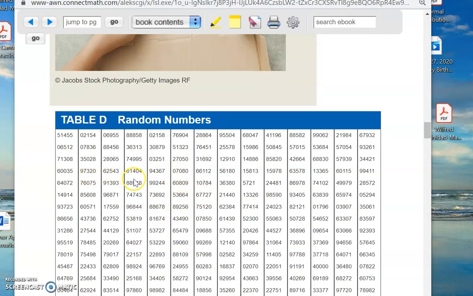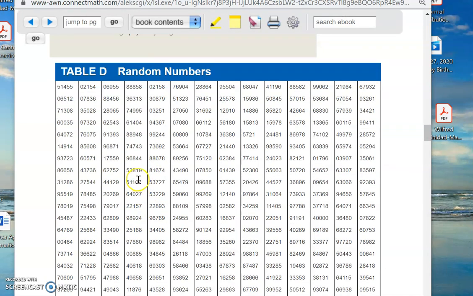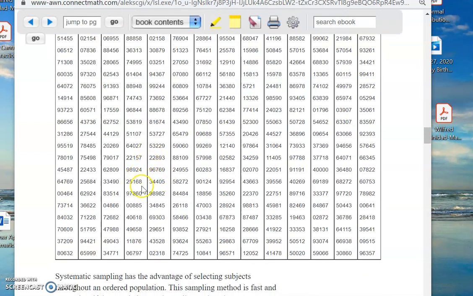Gosh, this is so hard to do on the screen. There it is, 48. What's the next one? 43. What's the next one? 44. What's the next one? 19. Now let's suppose you got a number that was bigger than 85. Let's say you were down here at 97. Well, what do you do? You ignore it. You just toss it out, because I only have 85 people in my group, so I want from 0 to 85. If it's bigger than 85, we ignore it.